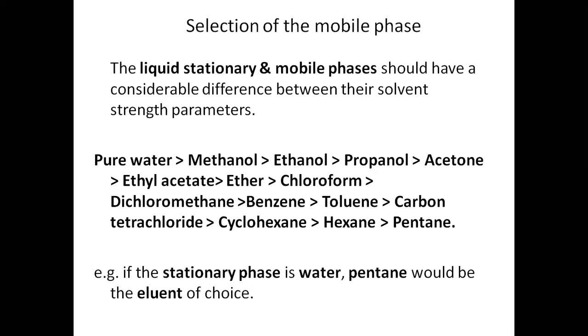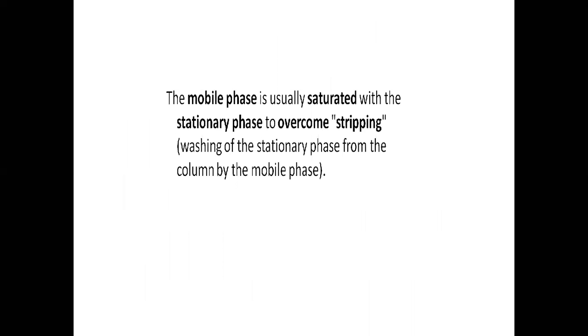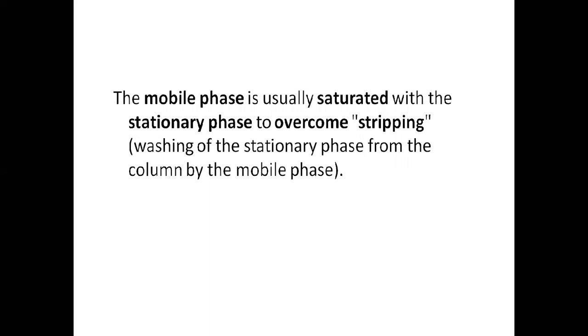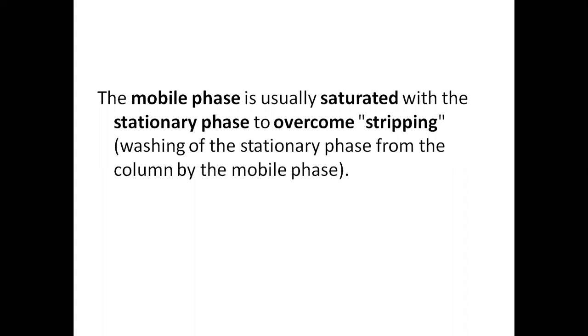So if the stationary phase is water, then pentane would be the eluent of choice. So this is how we select the mobile phase, and the mobile phase is actually saturated with the stationary phase to overcome stripping, that is washing of the stationary phase from the column by the mobile phase. So the mobile phase is usually saturated with the stationary phase.